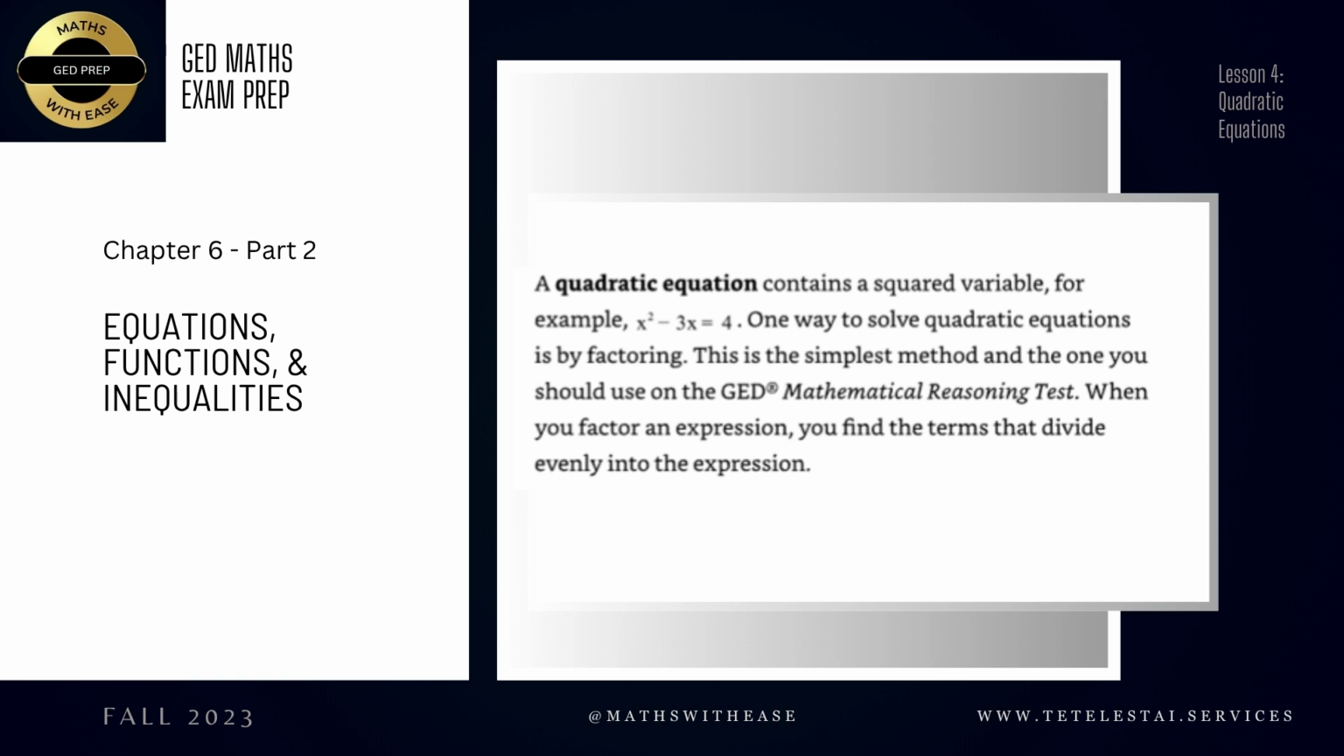Quadratic equations contain a square, for example, x squared minus 3x equals 4. Sometimes you'll see the 4 on the left-hand side, so it would look something like x squared minus 3x plus 4 equals 0, or x squared minus 3x minus 4 equals 0.